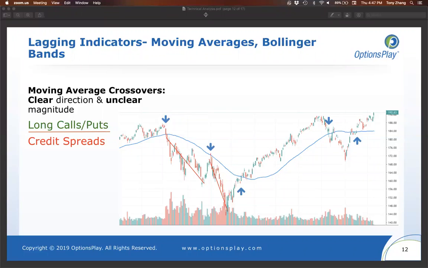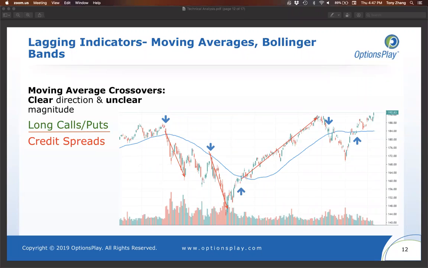As you can see in these two examples that I've just highlighted, buying that put when you get that crossover gives you a very nice move to the downside. They tend to move pretty quickly. And then when it crosses back above, buying a call option really allows you to take advantage of that big, big move to the upside.